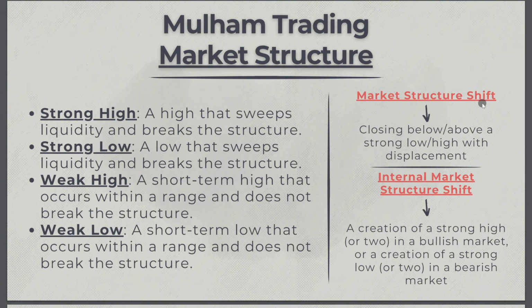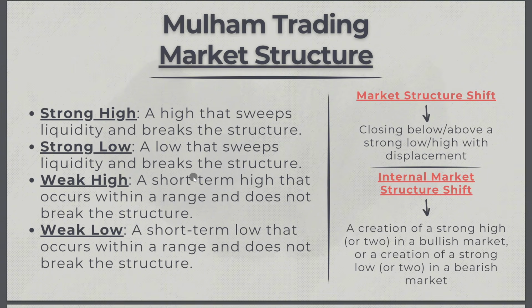Now going over the rules again, just to make it clear, a strong high is a high that sweeps liquidity and breaks the structure. A strong low, also the same. It's a low that sweeps liquidity and breaks the structure. So they're always the same. We're going to be looking at strong highs in a bearish market. So in a bearish market, we're going to be creating strong highs. In a bullish market, we're going to be creating strong lows.